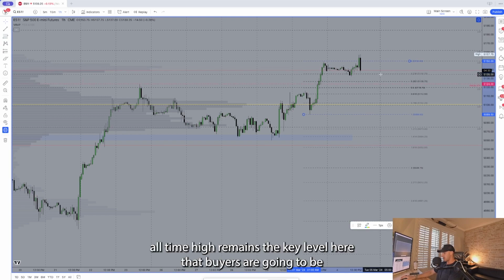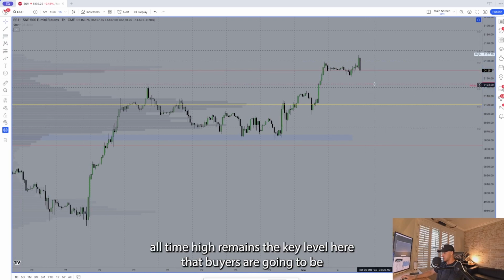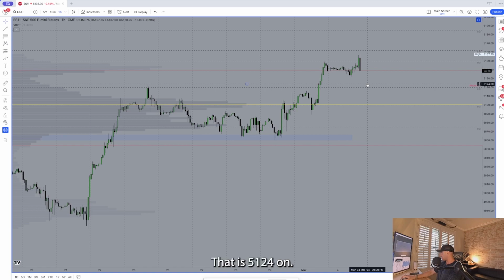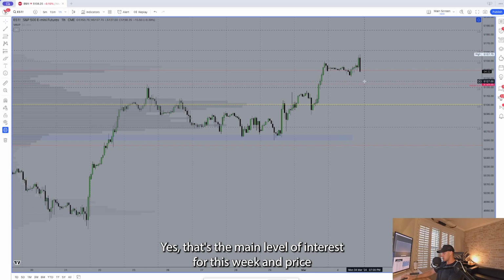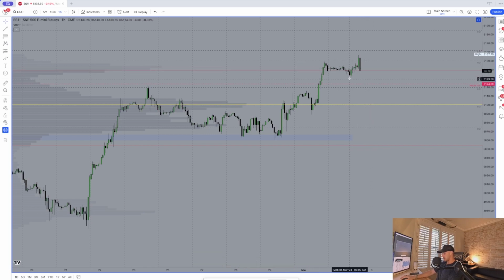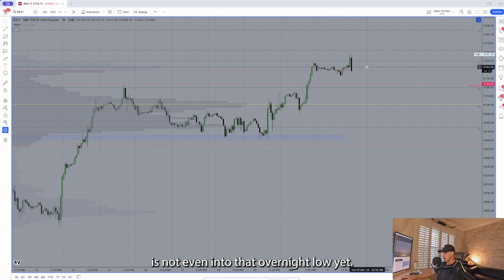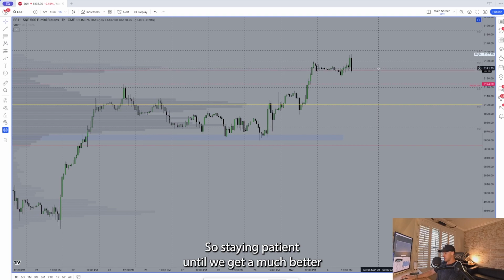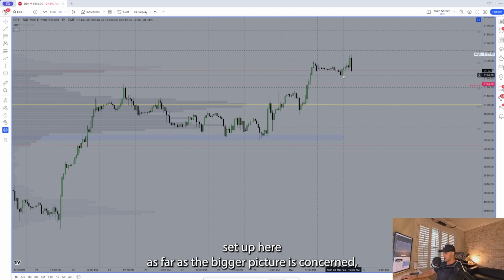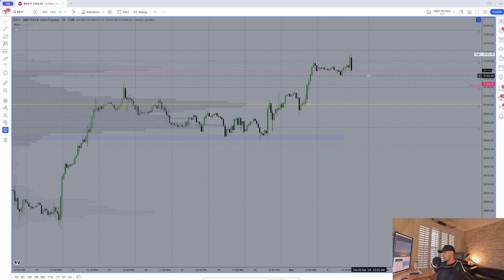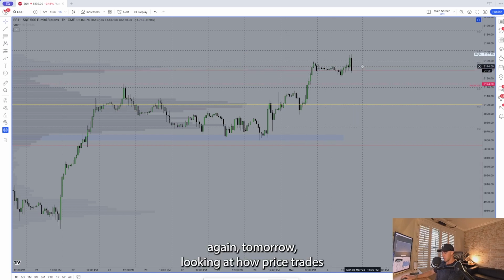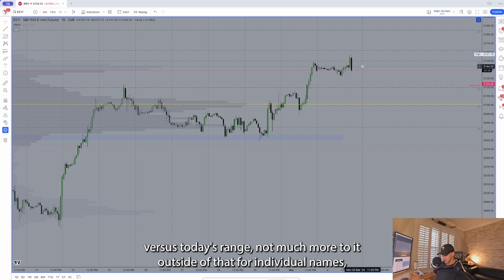So the prior all-time high remains the key level here that buyers are going to be looking to defend. That is 51.24 on ES. That's the main level of interest for this week. And price is not even into that overnight low yet. So staying patient till we get a much better setup here as far as the bigger picture is concerned. Again, tomorrow looking at how price trades versus today's range. Not much more to it outside of that.